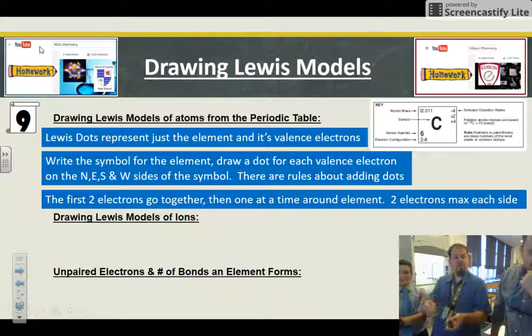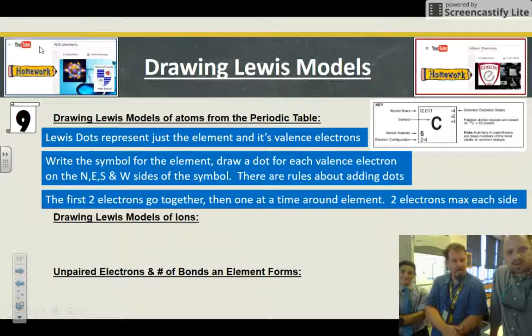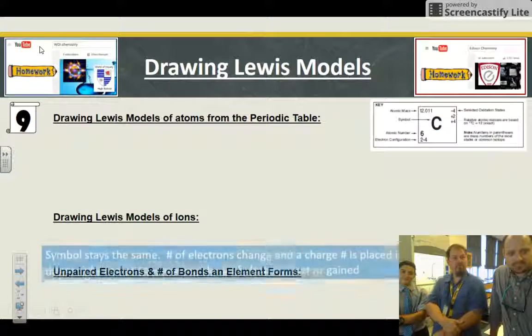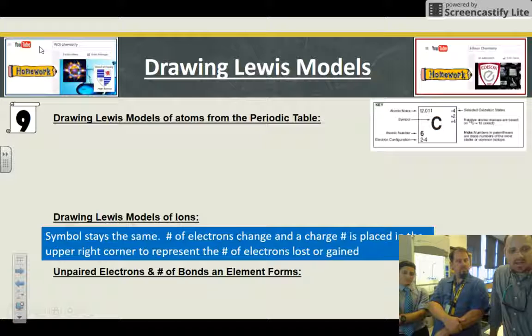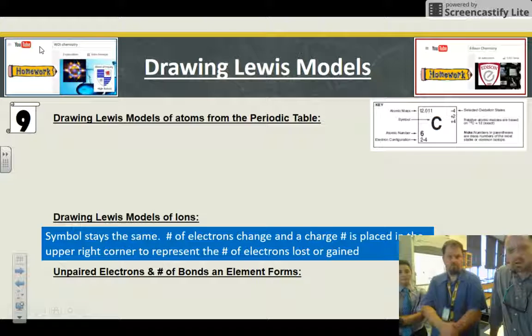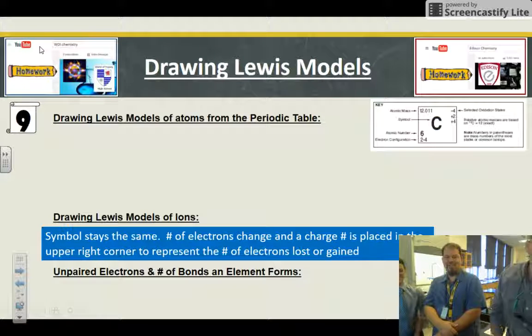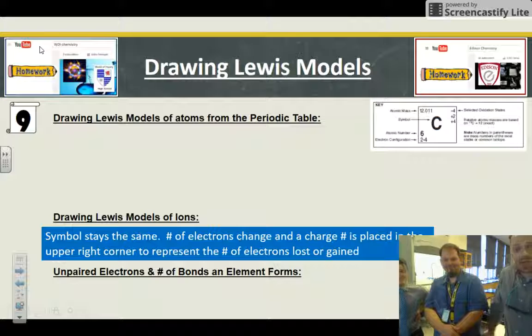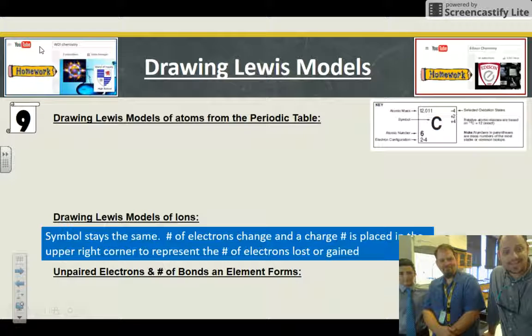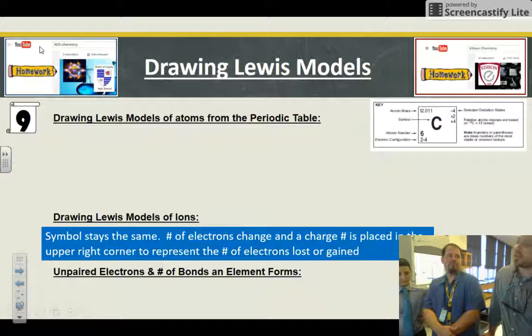But let us draw the Lewis dot of ions. Ions have gained or lost an electron, specifically in the valence shell. Who's got this one? I'll take it. The symbol stays the same. The number of electrons changes, and a charge number is placed in the upper right corner to represent the number of electrons lost or gained. So we do have to include the charge or it will be wrong. Good job.